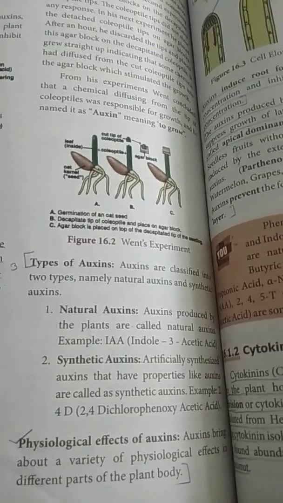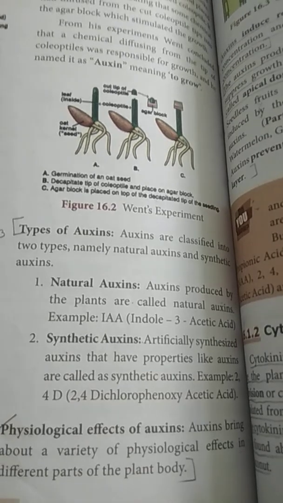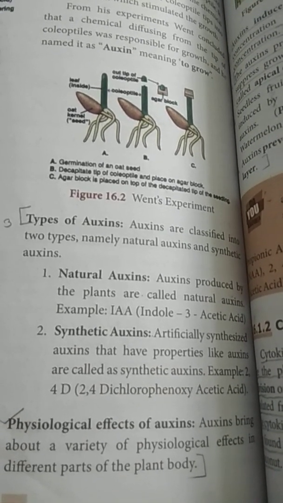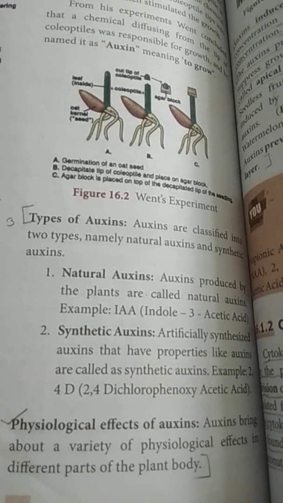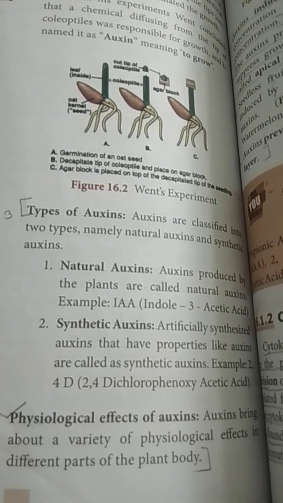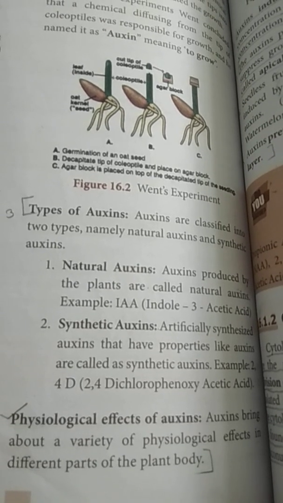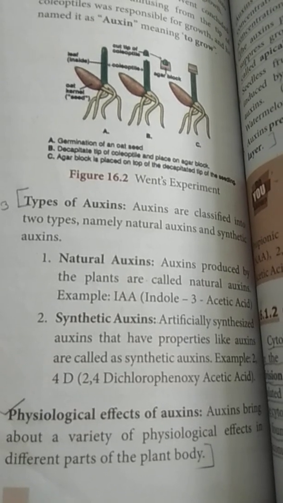So what are the types of auxins? There are two types of auxin. One is natural auxin, another one is synthetic auxin. Auxin produced by a plant is called natural auxin. Example, IAA, indole 3-acetic acid. Synthetic auxin means artificially produced auxin. They have properties like auxin and are called synthetic auxin. Example, 2,4-D. 2,4-D means 2,4-dichlorophenoxyacetic acid. So these are the two types of auxin.